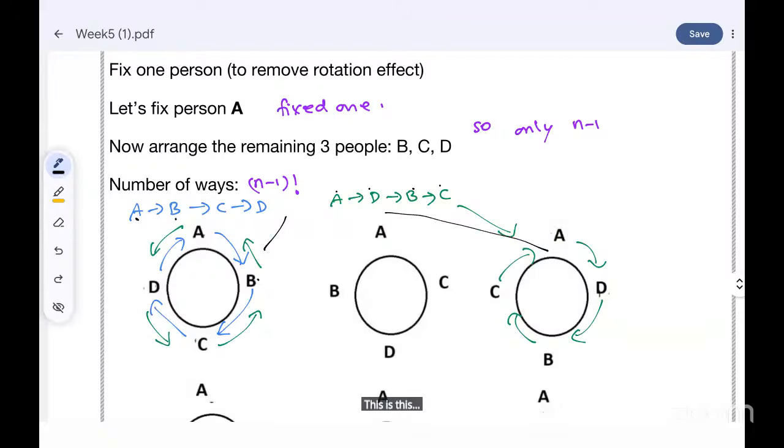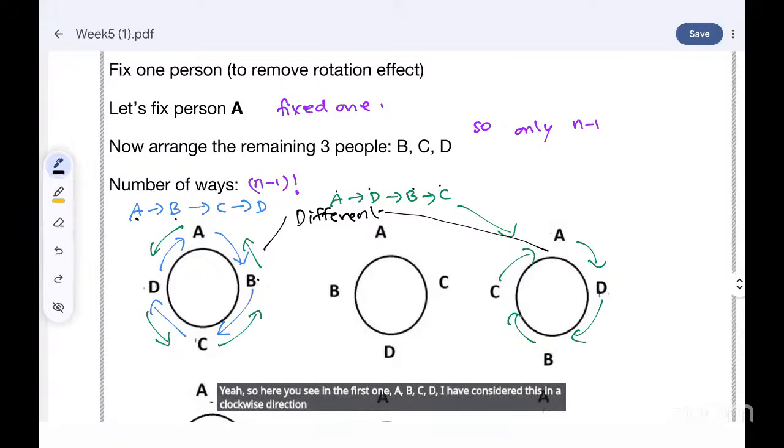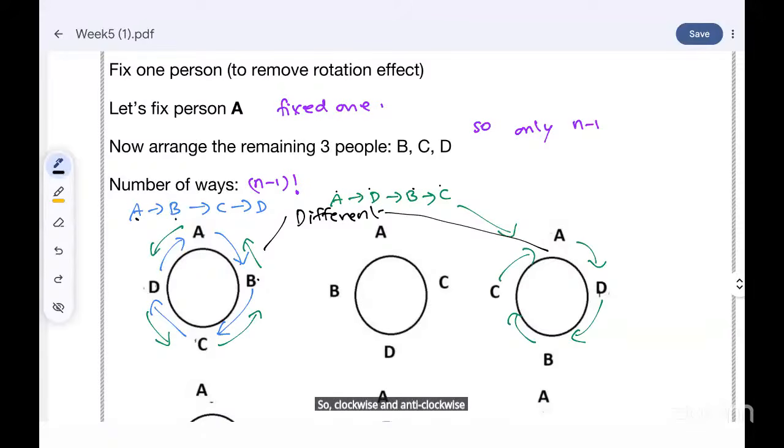These two are different, right? It's obviously visible that these two arrangements are different. So here, in the first one, A, B, C, D, I have considered a clockwise direction. But in the same figure, if I am looking at the arrangement in the anti-clockwise direction, it is not the same. It is a different one. It is A, D, B, C. So clockwise and anti-clockwise are different here.